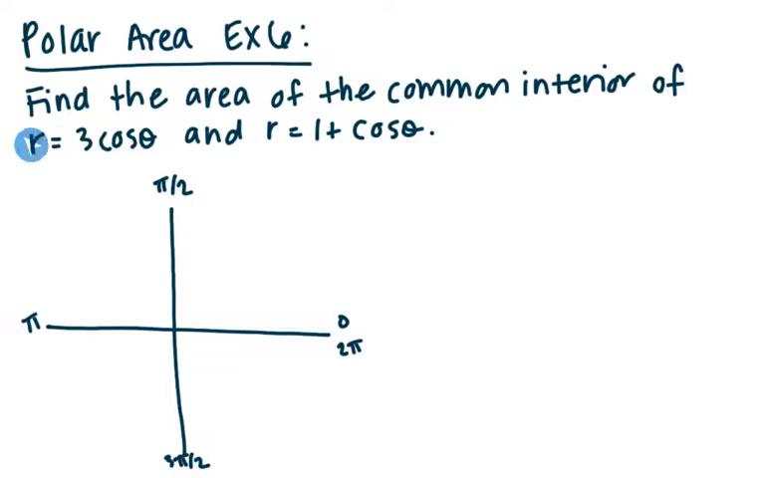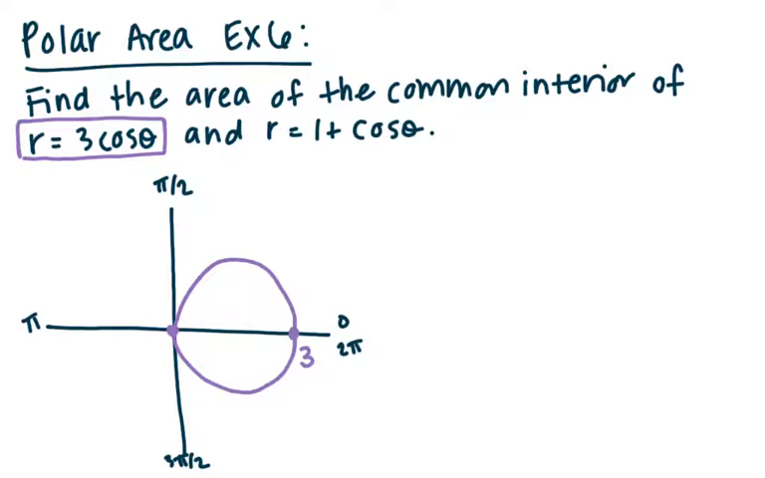All right, so we've got our 3 cosine theta, which is going to be a circle, and it's going to be symmetric around the x-axis, and it's a positive 3, so it'll be on the right with a radius of 3. I know it starts out at 3, it goes into 0, and then it goes back out.